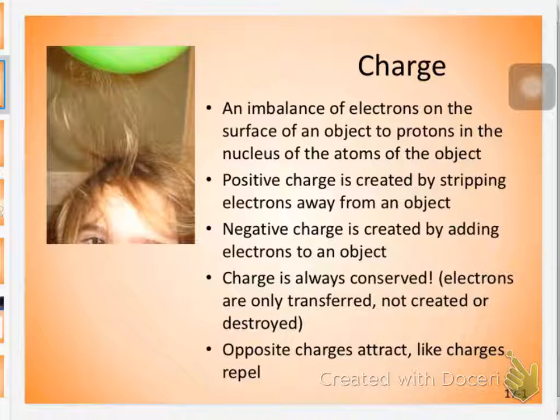Charge is an imbalance of electrons. You know, from somewhere in middle school you learned that the subatomic particles have distinct electromagnetic charges. Protons are positive, electrons are negative. As long as you have equal numbers of those things on an object, it has no overall electrical charge. It is overall electrically neutral. When we have an imbalance of charge on an object, then we say that it has a charge.